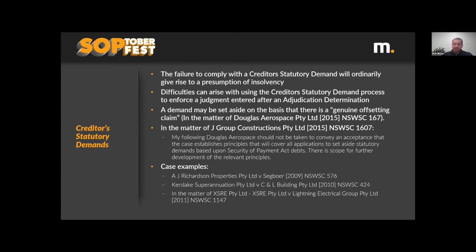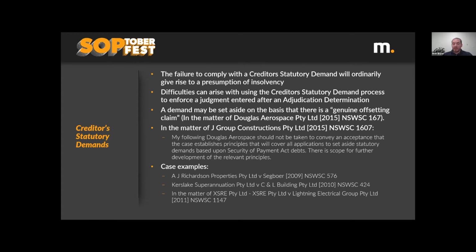So essentially they were unsuccessful, and I'm not sure, based on the actual content of the decision, whether or not they were ultimately wound up, or whether there was some payment that was made when they failed to set aside the statutory demand. But the case illustrates that there are some circumstances in which you will be able to issue a statutory demand.